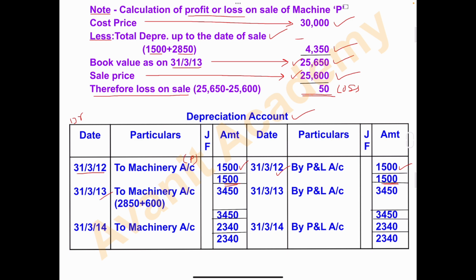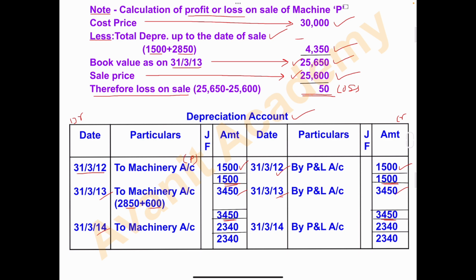Next is on 31st March 2013. There you will find two depreciation amounts. One is on machine P and another is on machine Q. So right here, two machinery accounts. See the machinery account. On machine P, depreciation amount is 2,850 and on machine Q, 600. And total of these two is 3,450. Credit side, right. 31st March 2013, by profit and loss account, same amount 3,450. And close this.